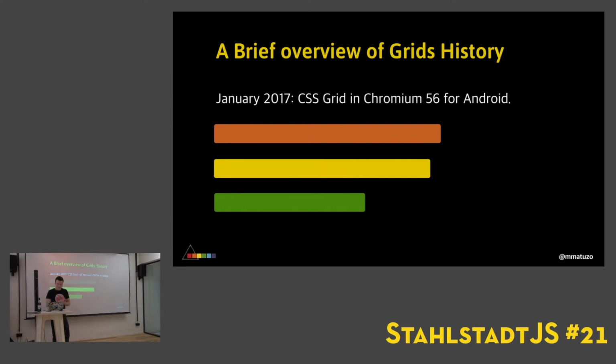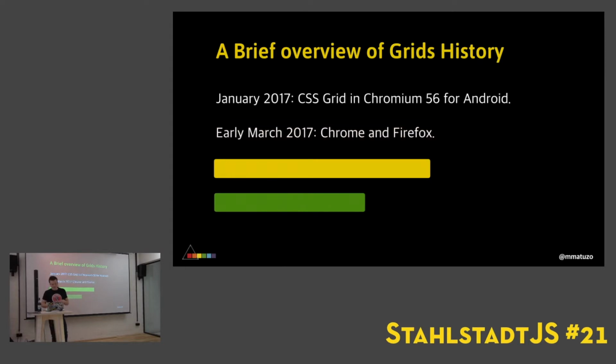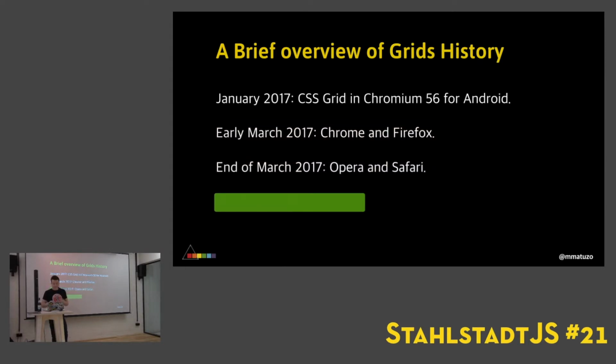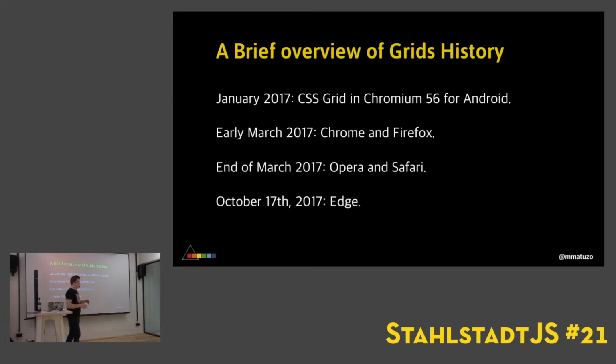In early 2017, Chromium 56 for Android was the first browser to ship Grid, and then in early March, Chrome and Firefox followed. By the end of March, Opera and Safari, and I have this date tattooed on my breast, on October 17th, Edge. So all major desktop browsers and mobile browsers ship, yes, really. Here Michael Heupel, and here the date. So all major browsers ship the specification within a year, which is huge because there is a lot of stuff going on in Grid.